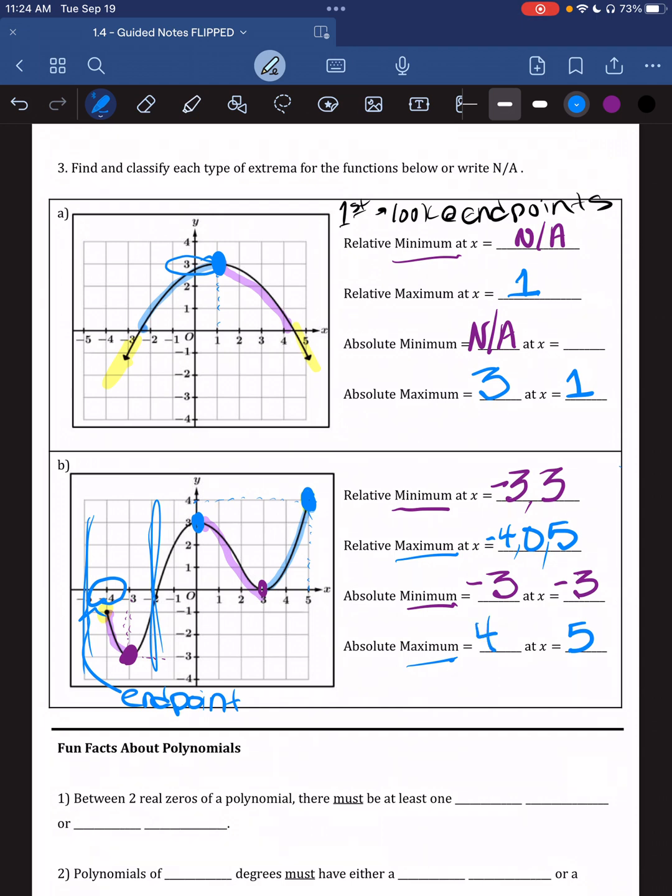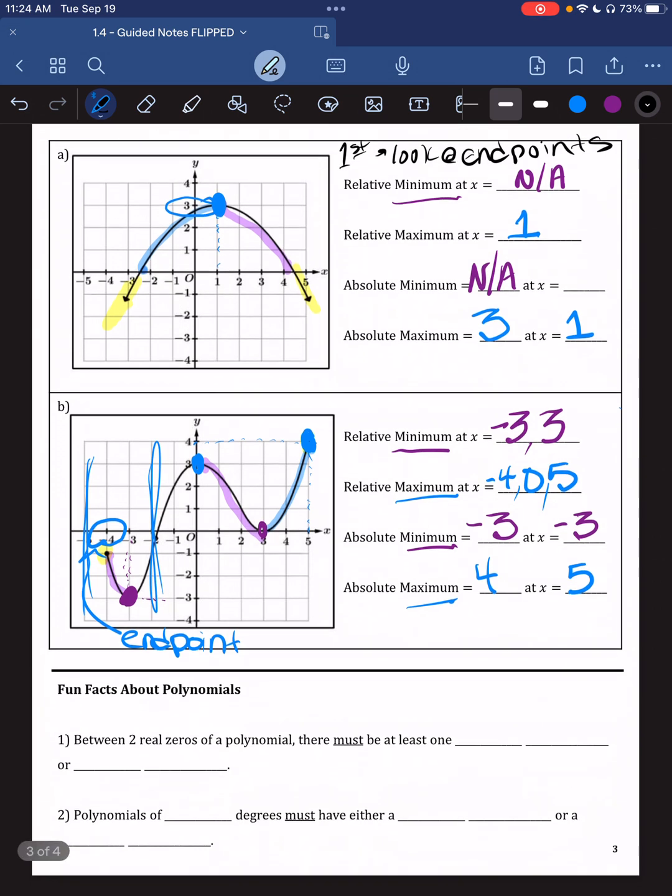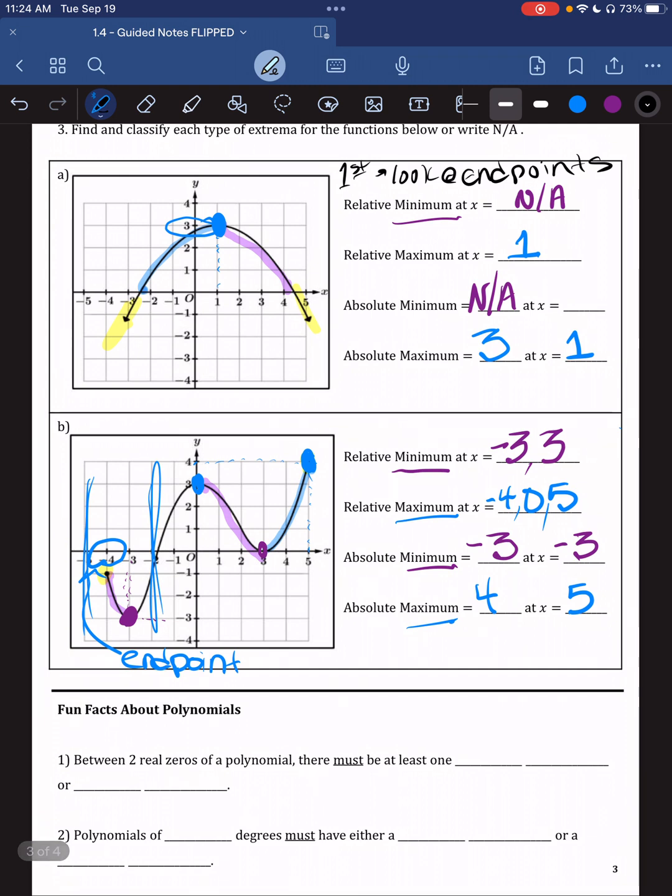Okay? And then just some fun facts that are also going to help you throughout. Between two real zeros, so not imaginary, there must be at least one local maximum or local minimum. If I think about what a graph looks like, if I have two zeros here and here, I know somewhere in the middle part between them, there has to be at least a local maximum or a local minimum.